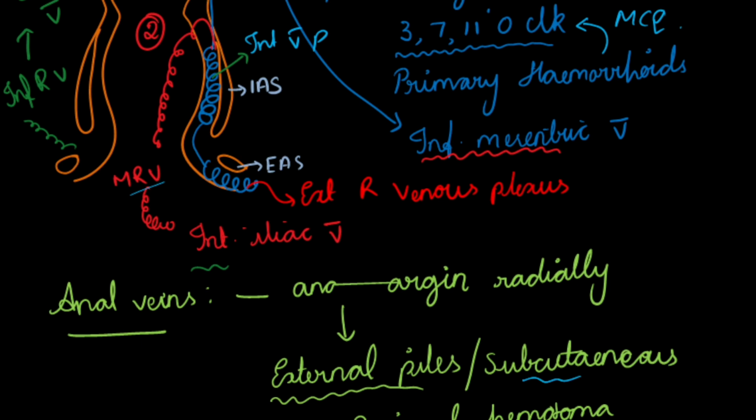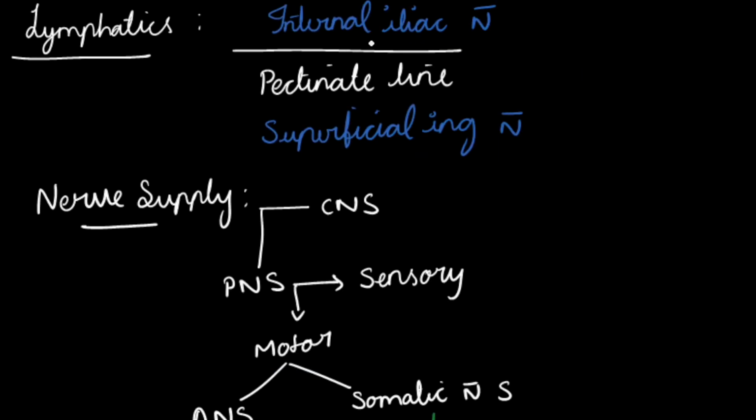external piles. And in case of lymphatics, above the pectinate line, it drains into the internal iliac nodes, and below the pectinate line, it drains into the superficial inguinal nodes. And this is also an important MCQ.